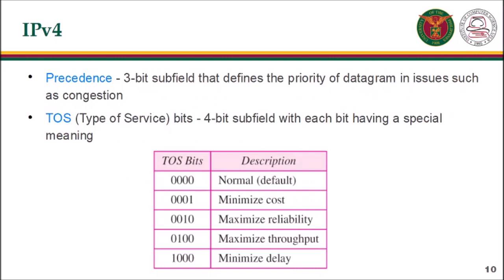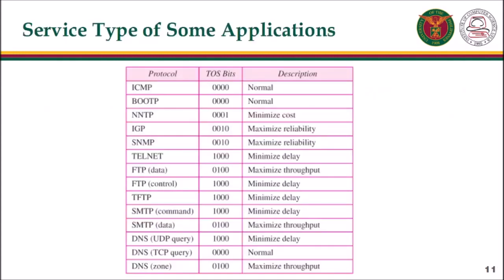Precedence is a 3-bit subfield of the service type field that defines the priority of the datagram in issues such as congestion. The type of service bits is a 4-bit subfield with each bit having a special meaning like normal, minimize cost, maximize reliability, maximize throughput, and minimize delay. Here are the service types of some applications.